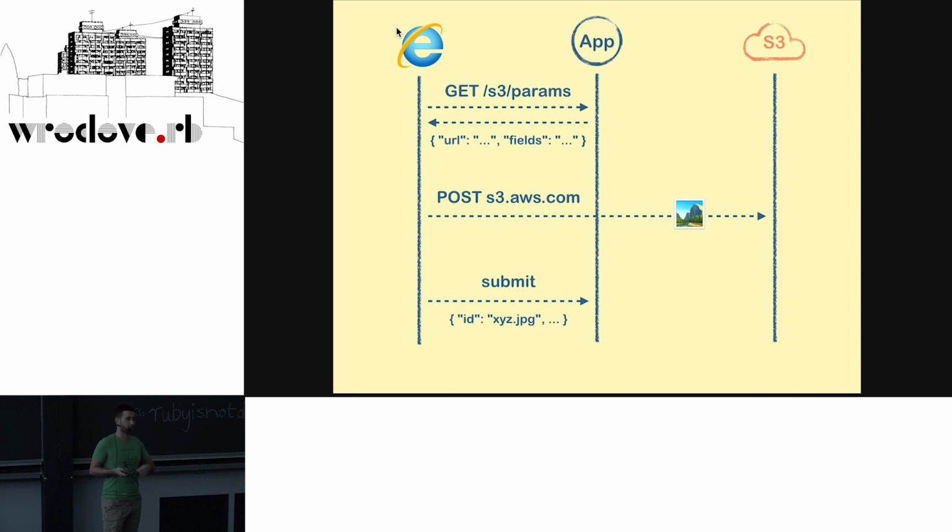And the flow looks a bit like this: the client first needs to fetch upload parameters from the server, because these upload parameters need to be generated from the AWS keys, which only live on the server. And then the browser can use that data to make the actual upload. And then again, when the form is submitted, only the JSON data is sent via the form.